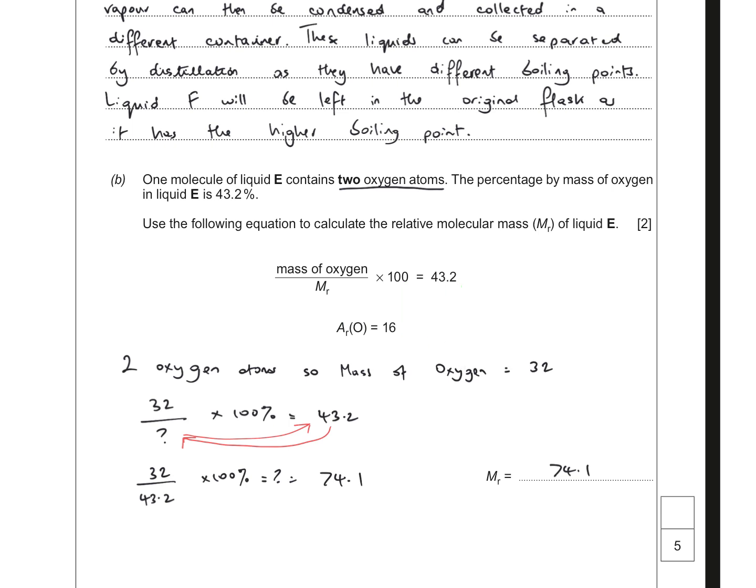So first thing that we're going to do is each molecule contains 2 oxygen atoms, and 2 times 16 is 32. So I'm going to put 32 on top of that equation. I don't know the MR, but I do know the answer is 43.2. Now to rearrange this, I'm going to swap the question mark and the 43.2 around, and I'm going to do 32 divided by 43.2 times 100 to give me 74.1.